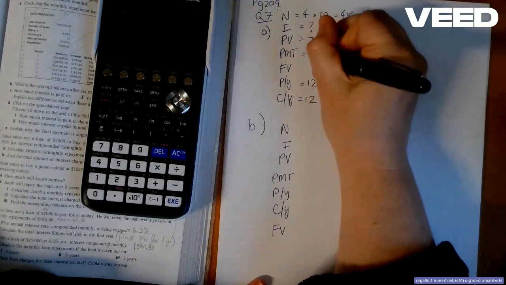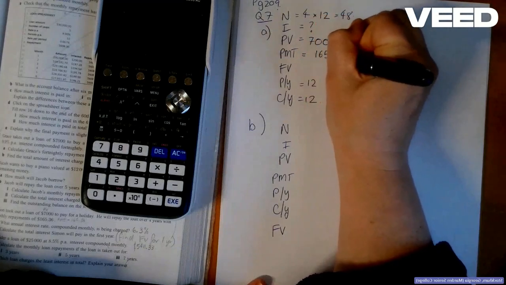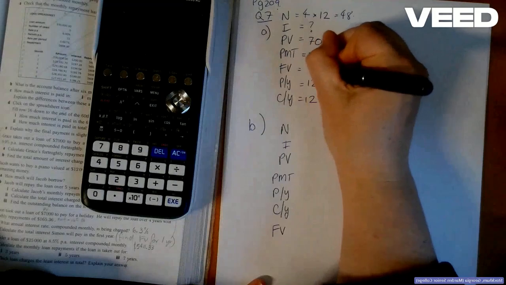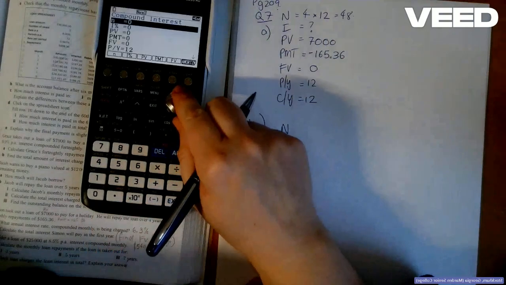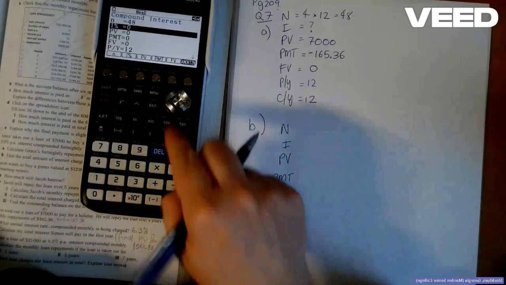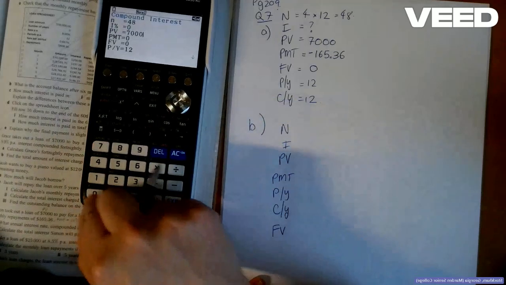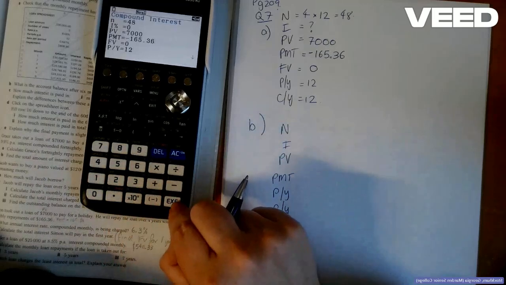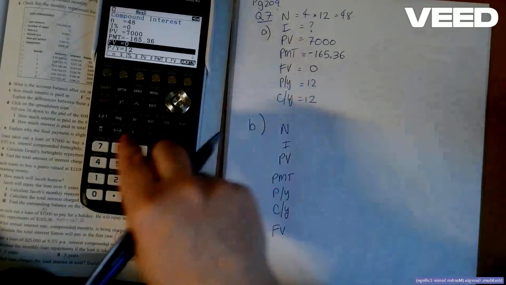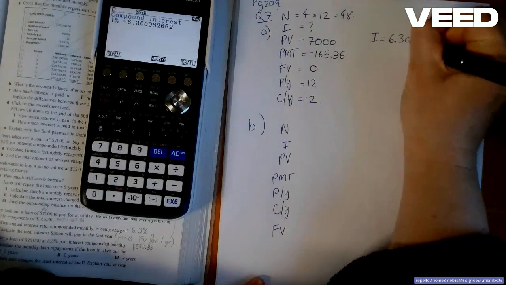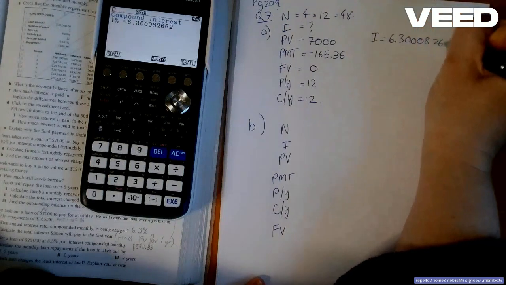Our payment, they've said, is $165.36, but it's negative because we're having to pay it back each time. And our future value is going to be 0 because we want to pay it off in that period of time. So if we put all of that in, N is 4 times 12, 7,000 is our PV, minus 165.36 is our PMT, and we then calculate I. So we get I equals 6.30008262.